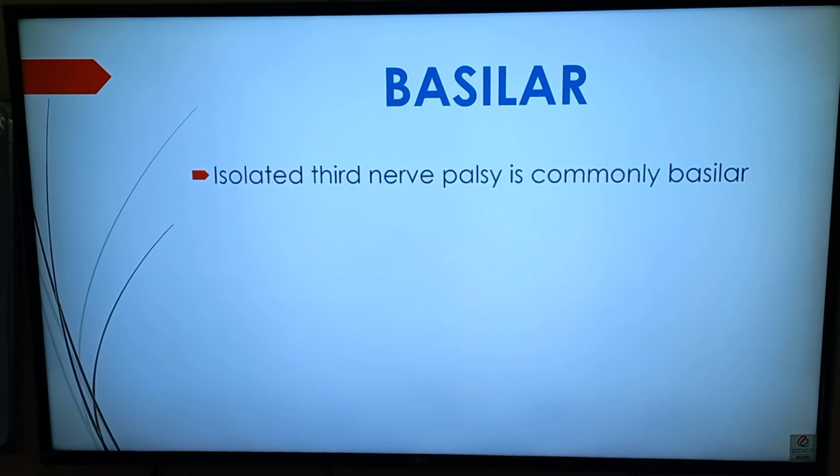Then next we have basilar. This is the basilar part. It is surrounded by lots of arteries. First, from below the vertebral artery comes, the vertebral gives the basilar branch, and from the basilar then the posterior communicating comes, and there is the posterior cerebral also. Now at this site, an aneurysm of the posterior communicating artery is going to be the causative. That's going to be the cause. And all the isolated third nerve palsies are basilar.